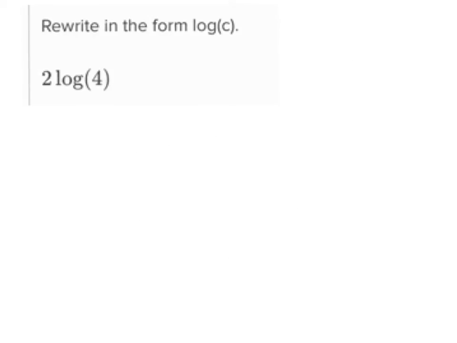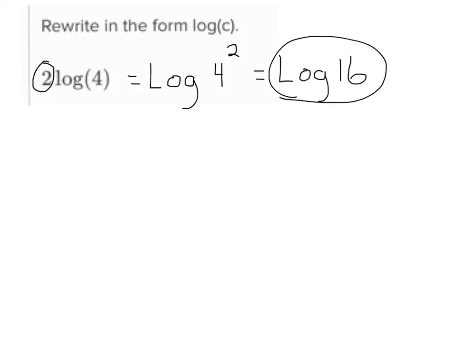Okay, we only have 2 left. Each time we have a problem, you'd be smart to pause it, work it, and then push play to see if you got it right. So now here we have 2 times the log of 4. All right, and I told you earlier that that's the same thing as log of 4, and then I can take the leading coefficient 2 and make it the exponent of the log number. And so that's going to be log of, and 4 squared is 16. So this is exactly the same form as that.